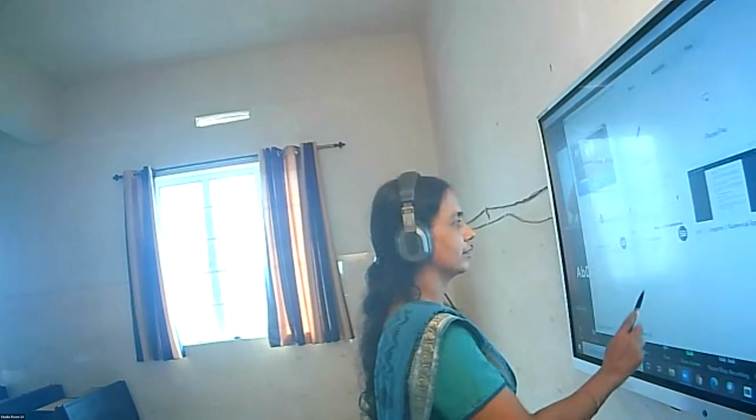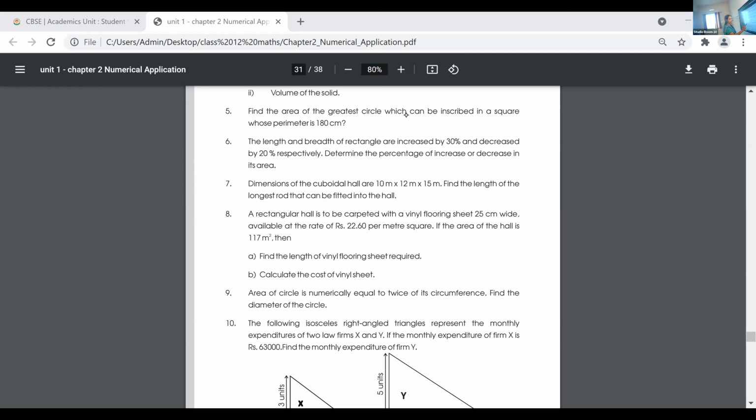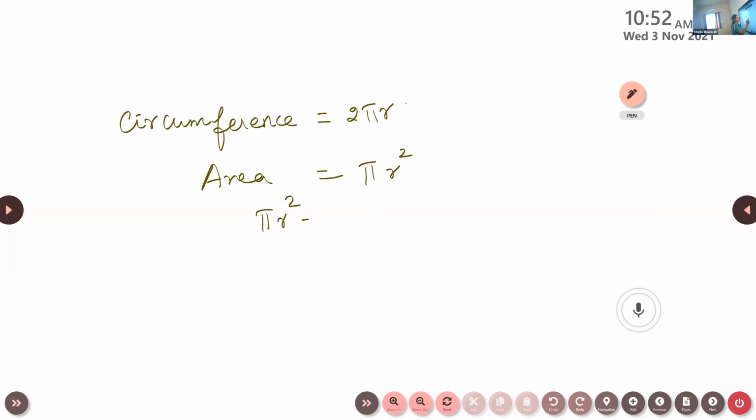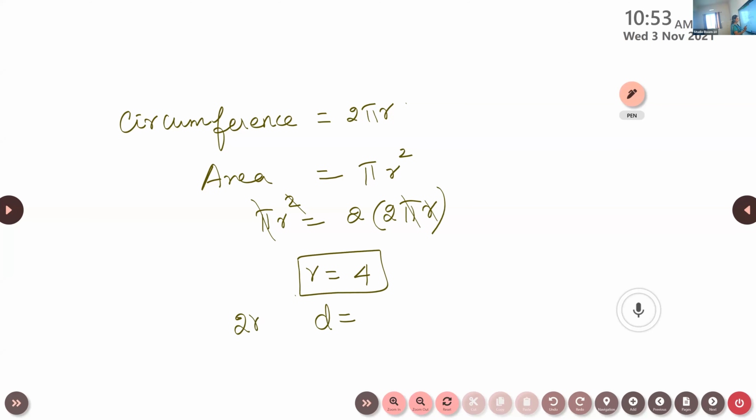Okay, what is given in the question? Area of the circle is equal to twice its circumference. So area of the circle, pi r square, is 2 times its circumference. So pi you can cancel, one r also you can cancel. So r is equal to 4. Yes, it is correct, Vinay. So 2r, the diameter, will be 8 centimeter.